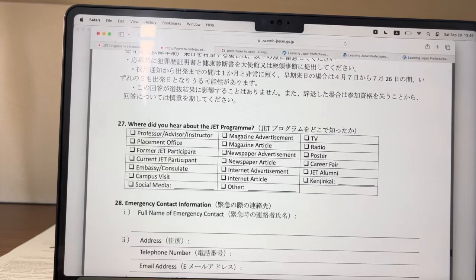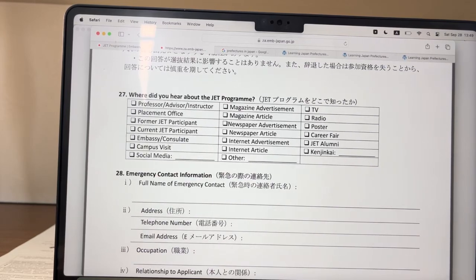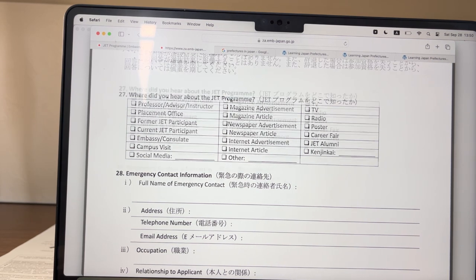Now we move on to number 27. Where did you hear about us? Professor, placement office, former JET applicant or participant, current participant, embassy, consulate, anywhere. Tick where you have heard about the JET program.